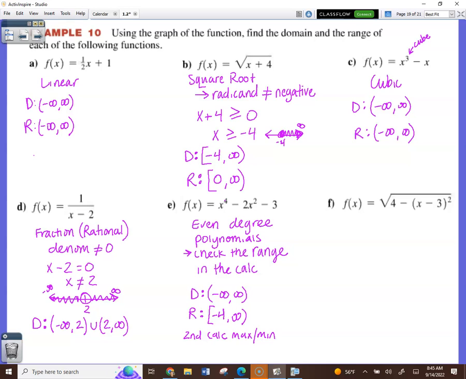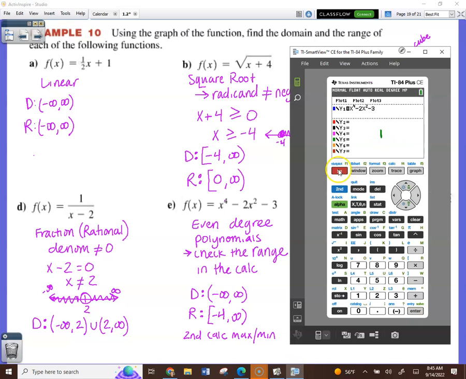Let me show you this graph in the calculator. This is where you would be checking it. All right, I'm going to do an alpha y equals 1 over x minus 2.